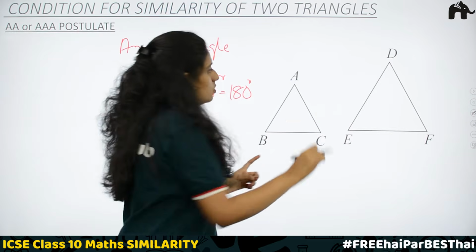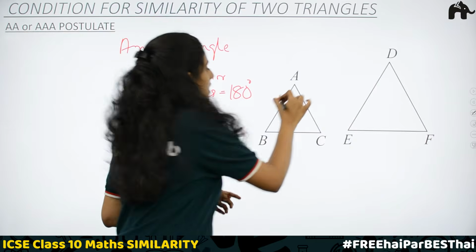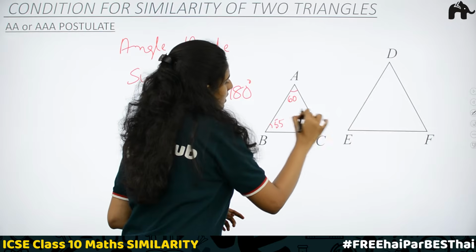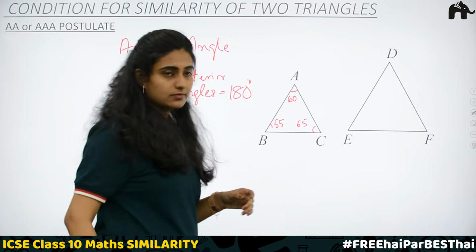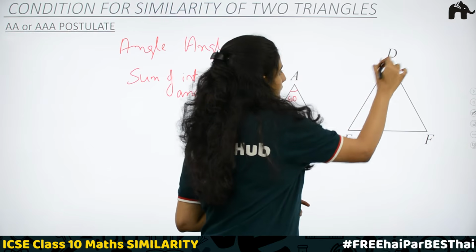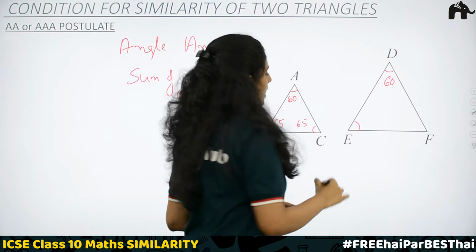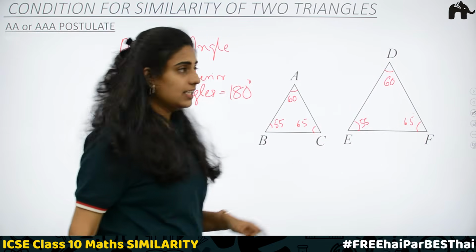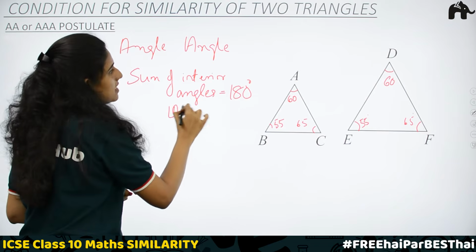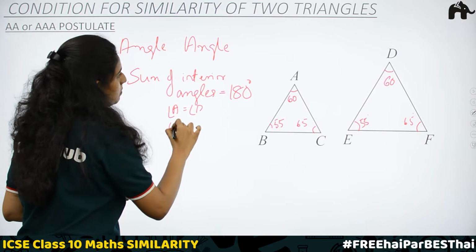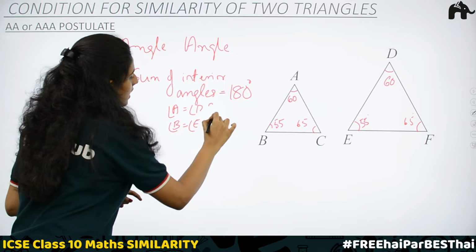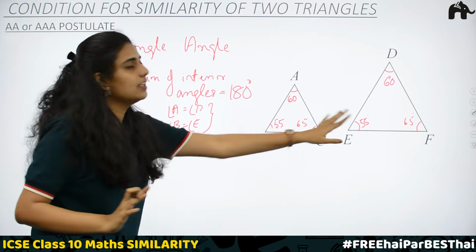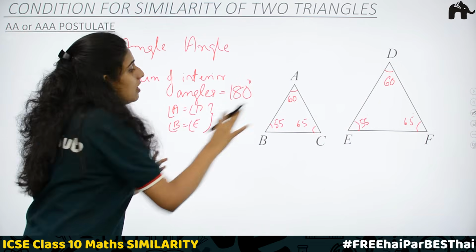Now, let us consider these two triangles ABC and DEF. Here, angle A is 60 degrees, angle B is 55 degrees and angle C is 65 degrees. Here again, angle D is 60 degrees, angle E is 55 degrees and angle F is 65 degrees. In that case, we have angle A equal to angle D, angle B equal to angle E. That is, we are getting two angles equal. If two angles are equal, we surely know that the third angle will also be equal. We don't need to write it separately.